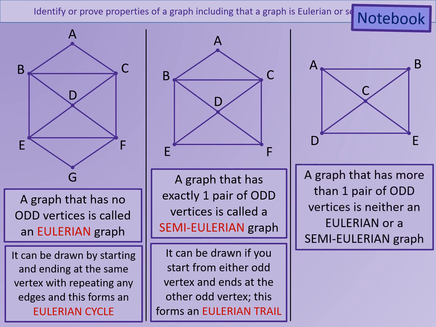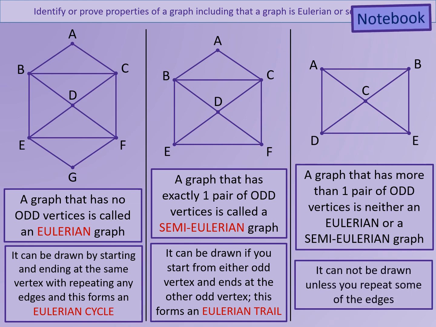And the third type is a graph that has more than 1 pair of odd vertices. In this case, it is neither Eulerian nor semi-Eulerian, so we would say it's non-Eulerian. And this cannot be drawn unless you repeat some of the edges. So these 3 types of graphs are going to be useful when we go on to solve route inspection problems using the Chinese postman.